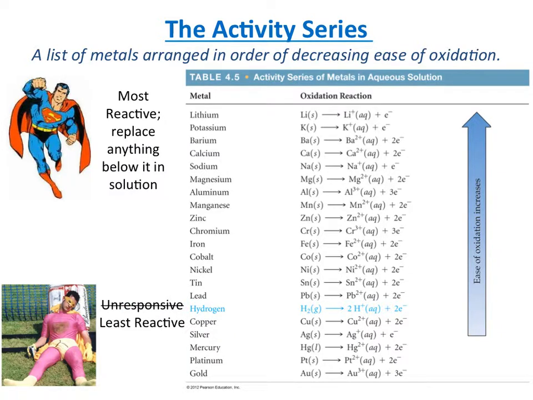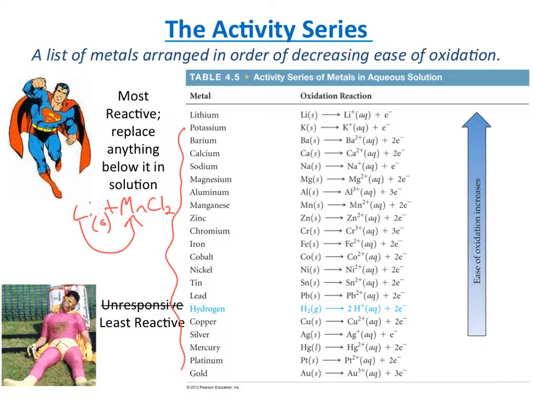The easiest way to think about it is the higher up you are, the more you can replace in solution. If we have something like lithium, which is all the way up at the top, it can basically replace anything below it which is part of a solution. So lithium plus something like manganese chloride, the lithium can replace manganese in the solution, because manganese is below lithium in this table.